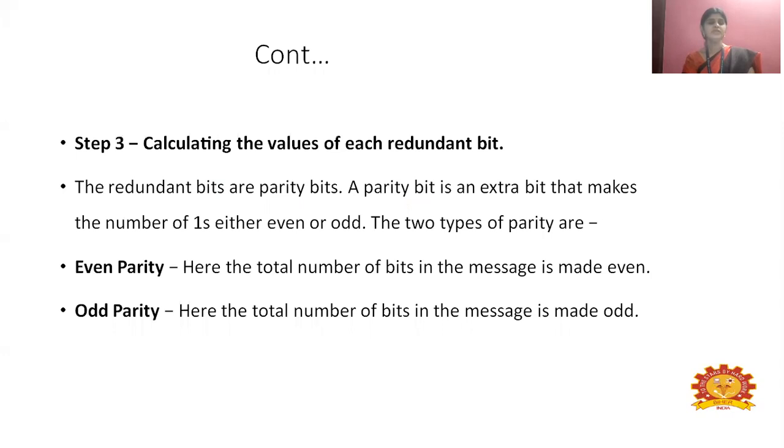Next, calculating the values of each redundant bit. The redundant bits are parity bits. A parity bit is an extra bit that makes the number of ones either even or odd. There are two types of parity. One is even parity, where the total number of ones in the message is made even. The other is odd parity, where the total number of ones in the message is made odd.